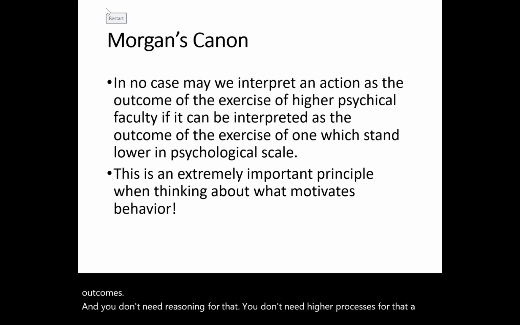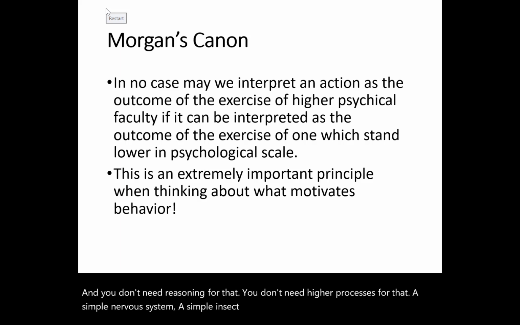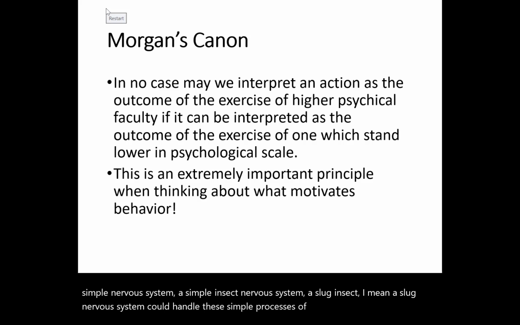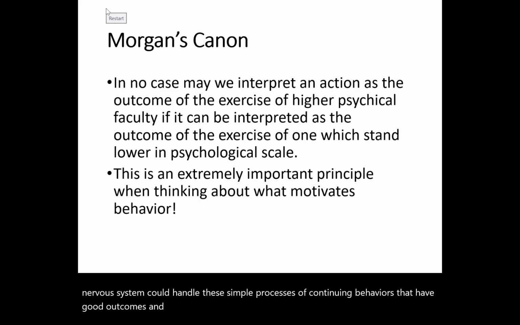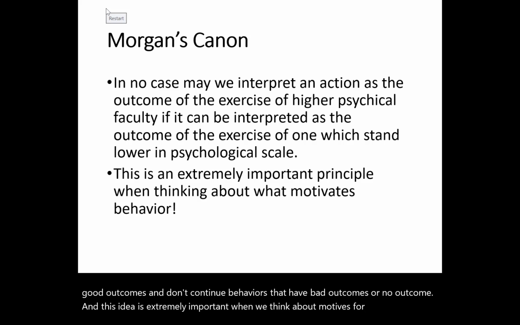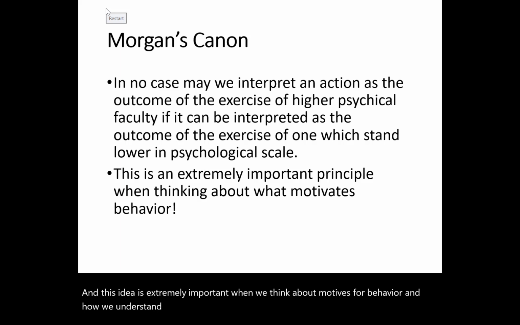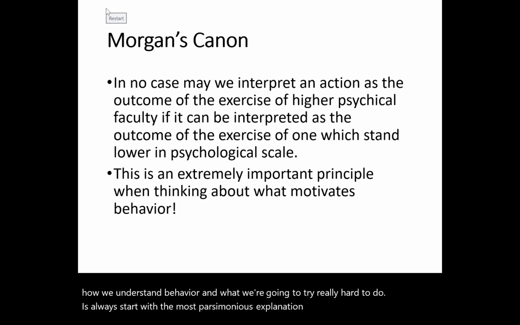A simple nervous system, a simple insect nervous system, a slug nervous system could handle these simple processes of continuing behaviors that have good outcomes and don't continue behaviors that have bad outcomes or no outcome. And this idea is extremely important when we think about motives for behavior and how we understand behavior. And what we're going to try really hard to do is always start with the most parsimonious explanation. We're going to keep coming back to Morgan's canon.